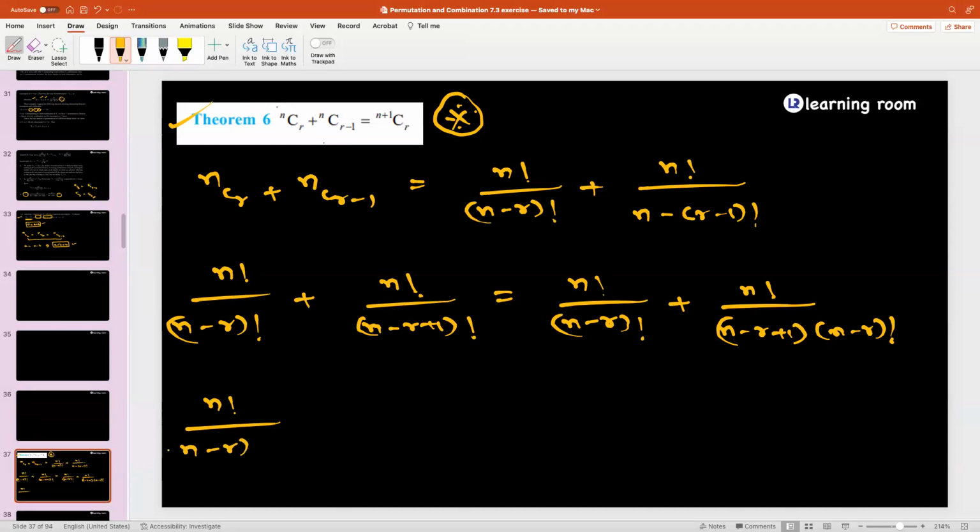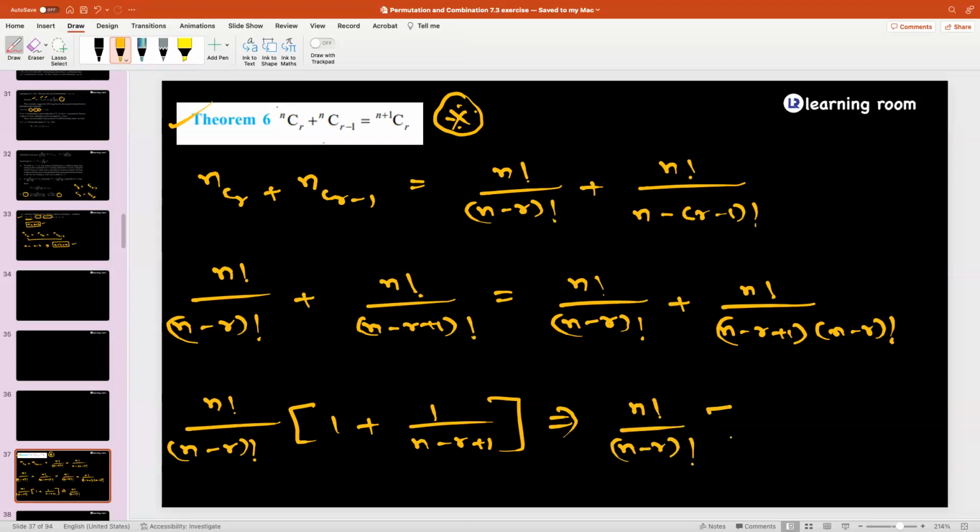This will be equal to n factorial by (n minus r) factorial plus n factorial divided by (n minus r plus 1) into (n minus r) factorial. n factorial divided by (n minus r) factorial into 1 plus 1 by (n minus r plus 1). Okay. So this will be equal to n factorial by (n minus r) factorial into (n minus r plus 1 plus 1) the whole divided by (n minus r plus 1). Is that right?